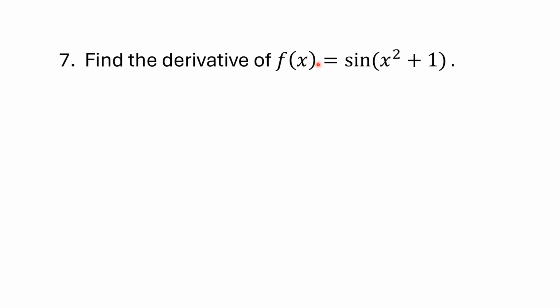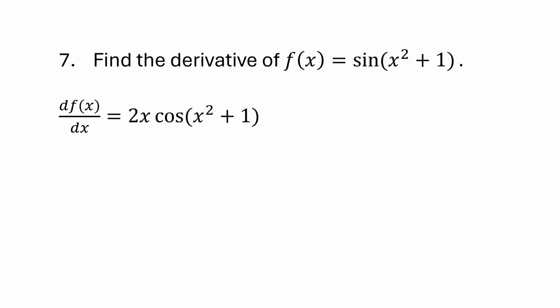Find the derivative of f of x equals sine of x squared plus 1. Well, the derivative of the sine of something is going to be the cosine of something, so it's the cosine of x squared plus 1. And then by the chain rule, we take the derivative of the inner form, the x squared plus 1, and that's 2x. So it's 2x cosine of x squared plus 1.